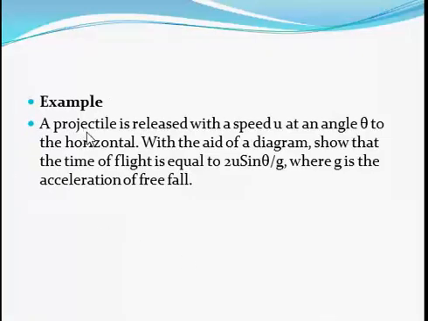Here comes another question. A projectile is released with a speed u at an angle theta to the horizontal. With the help of a diagram, show that the time of flight is equal to 2u sine theta all over g, where g is the acceleration of free fall. I actually did that proof already, so I don't intend to do it again.